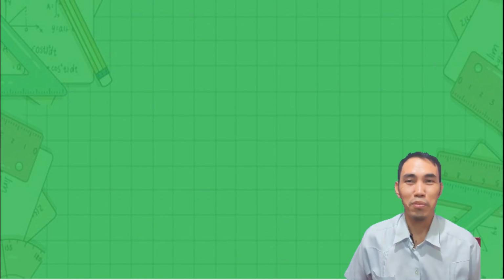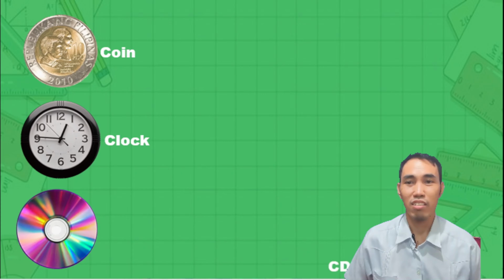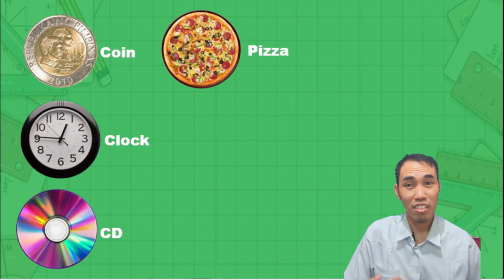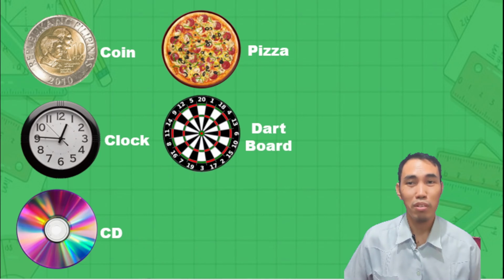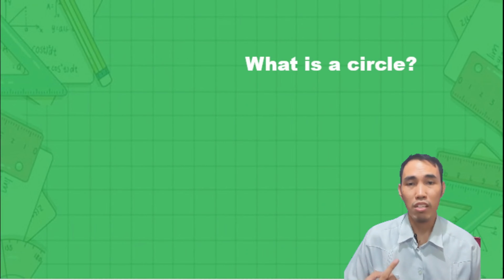How about you? Can you name things around with circle shape or circles in their designs? Yes, there are so many circles in real life, like a coin, a clock, a CD, a pizza, a dartboard, and even your satellite receiver, to name a few. There are endless examples of circles that we may not be able to name them all. But mathematically speaking, what really is a circle?